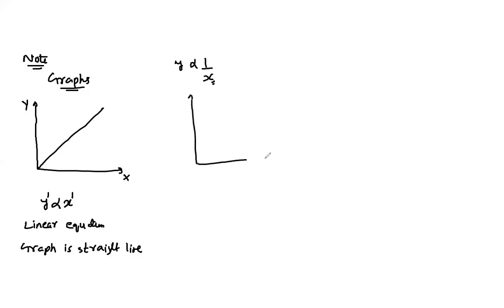But for these types of equations, if it is 1 by x, or it could be 1 by x square, or 1 by x cube, or any power of x, if you are increasing x, then your y will decrease. The graph cannot be a straight line. Your graph will have this form. We call this a hyperbolic graph, a hyperbola. This will be the shape of the graph if your equation is of the form 1 by x or 1 by x square or 1 by x cube.